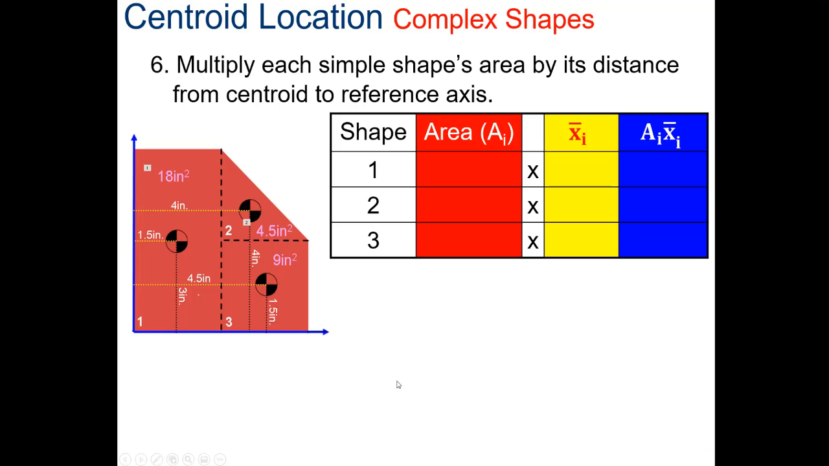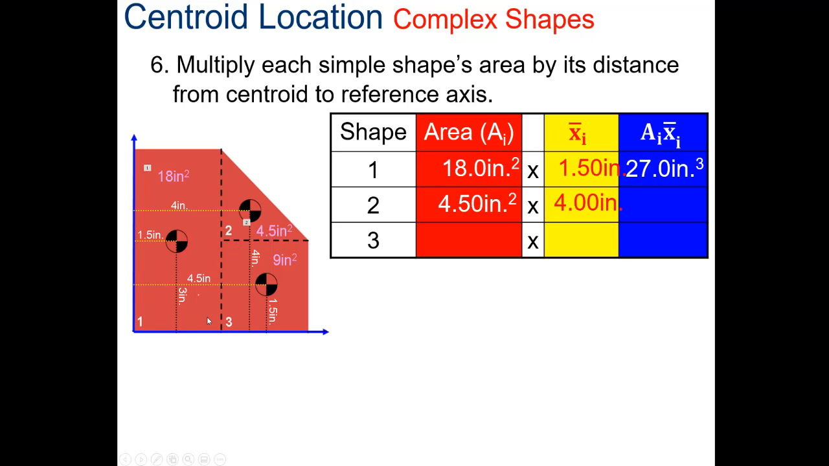Okay, so shape. Well, we've numbered the shapes 1, 2, and 3. So shape 1, the area for shape 1, right? The area of shape 1 we already calculated was base times height. So 3 times 6, 18. The x location, so the x coordinate is 1.5. And then this is just this times this. So 1.5 times 18, 27. Okay, so easy. Shape 2. Shape 2 was 1/2 base times height. So we found that that was 4.5.